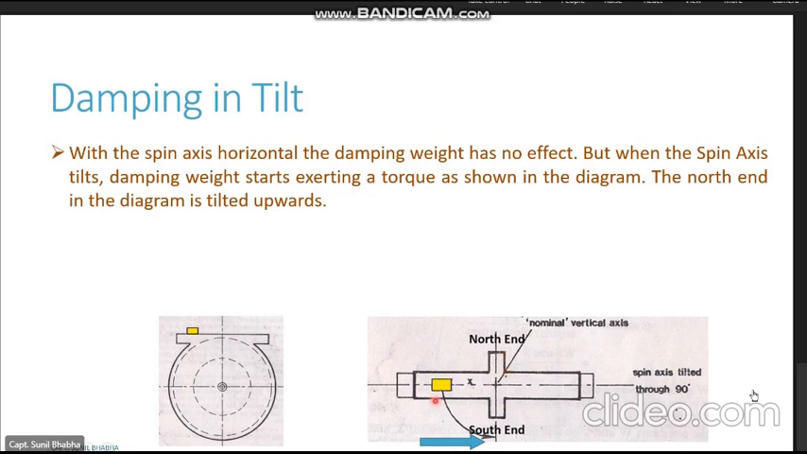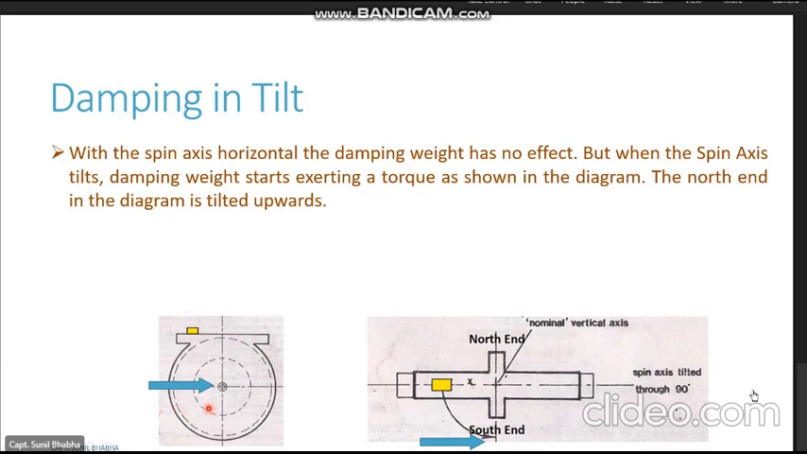Right now in the right hand side diagram, you see the north end is tilted upwards by 90 degrees and the south end is tilted downwards. And this damping weight is trying to apply a torque or a force on the south end of the spin axis as represented by this arrow. So let's show this in diagram number 1. You can see the arrow in the left hand side diagram.